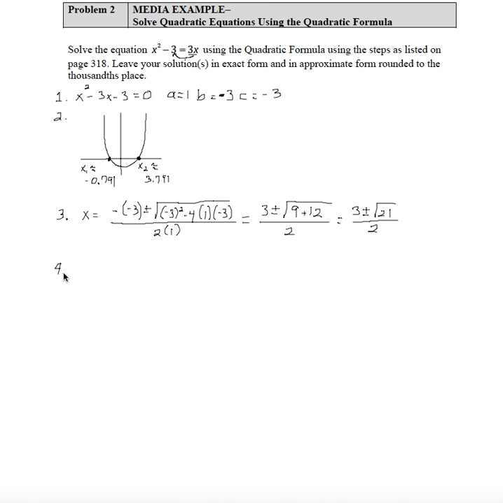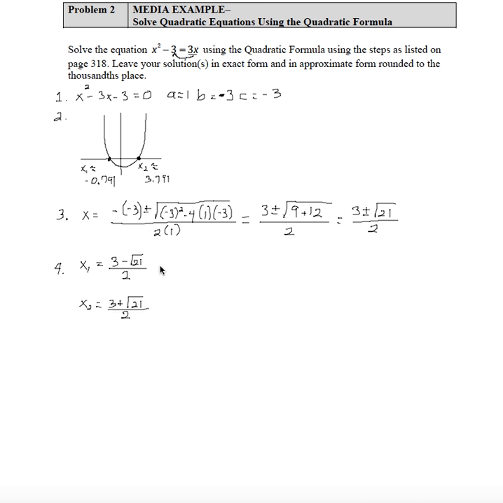Step 4, I'm going to split this into 2 parts, and then I'm going to compute x1 equals 3 minus the square root of 21 over 2. And be careful that your fraction bar does not start to disappear and only go under the radical part. It goes under the entire numerator. x2 equals 3 plus the square root of 21 over 2.